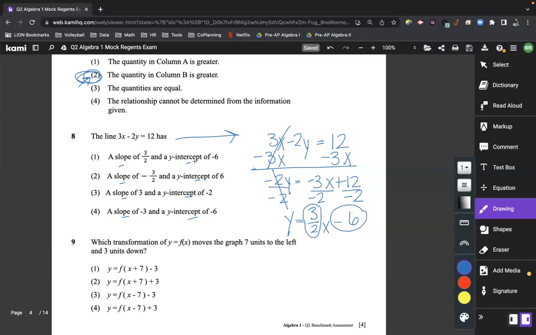Just looking at the back end, negative 6, this is positive 6, crossing that out. That's negative 2, crossing that out, this is negative 6. So now I'm between 1 and 2, and obviously the answer is 1.